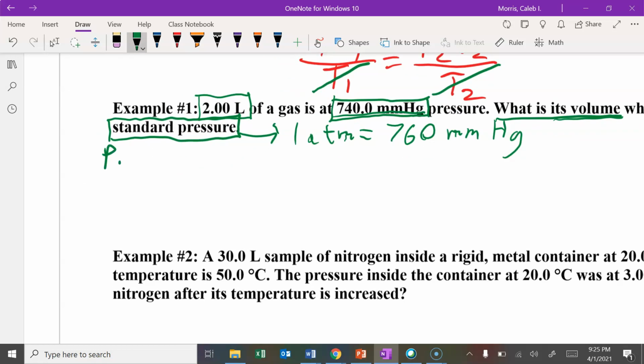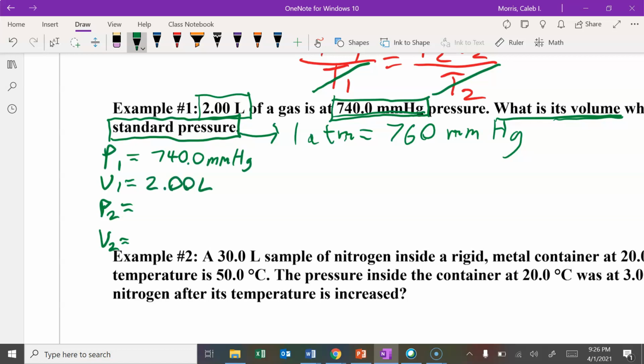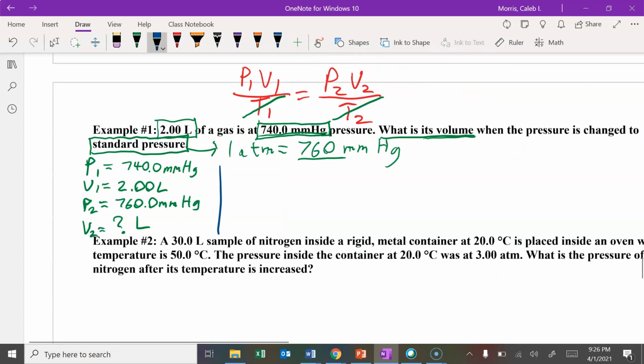So I'll solve that. P1 V1 equals P2 V2. P1 is 740 millimeters of mercury, and V1 is 2.00 liters. P2 is going to be standard, which is 760 millimeters of mercury. And V2 is unknown, an unknown number of liters. Now I'm going to solve it right here. P1 V1 equals P2 V2.